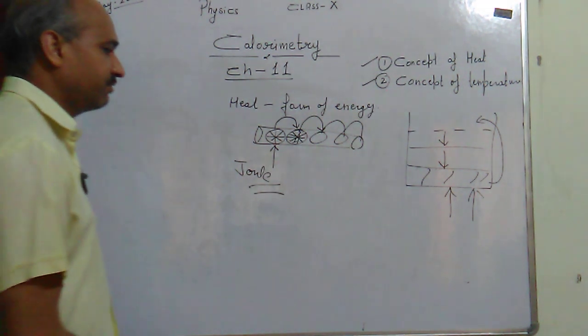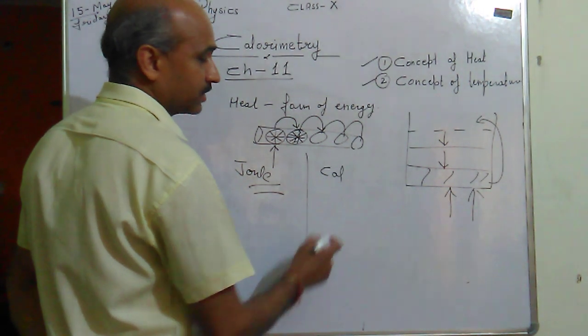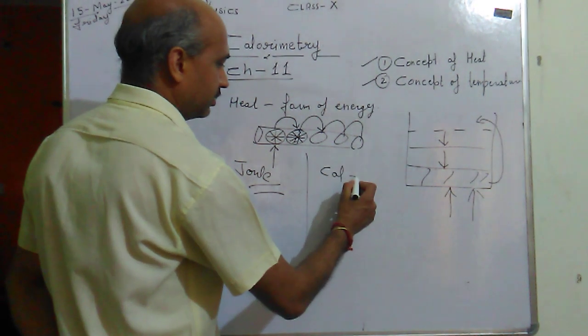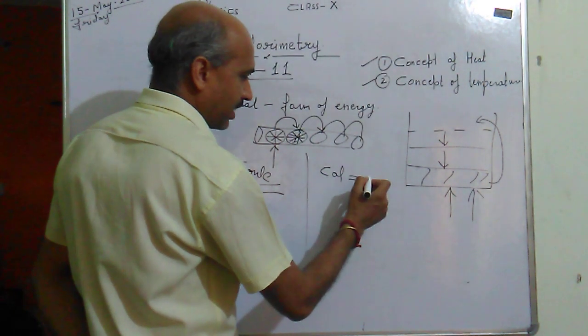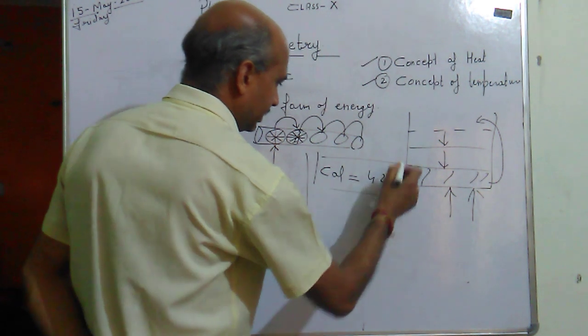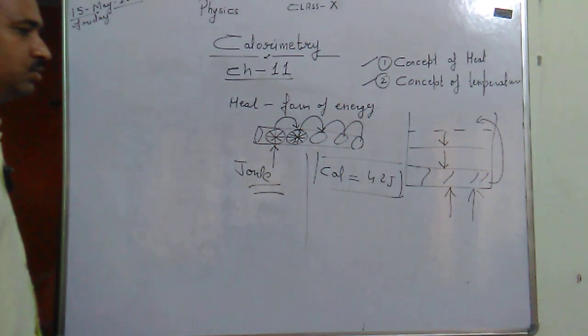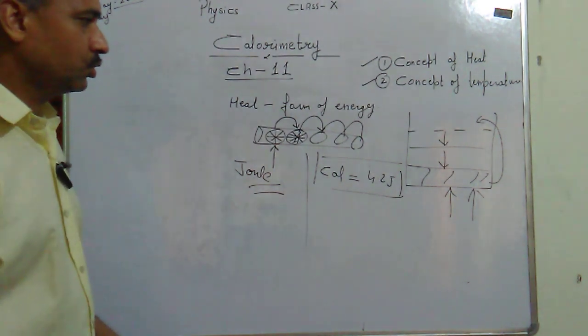Okay, and we also have bigger units. The bigger unit is the calorie. So 1 calorie equals 4.2 joules. So this is the relation between calorie and joule. We can say 1 calorie equals 4.2 joules.